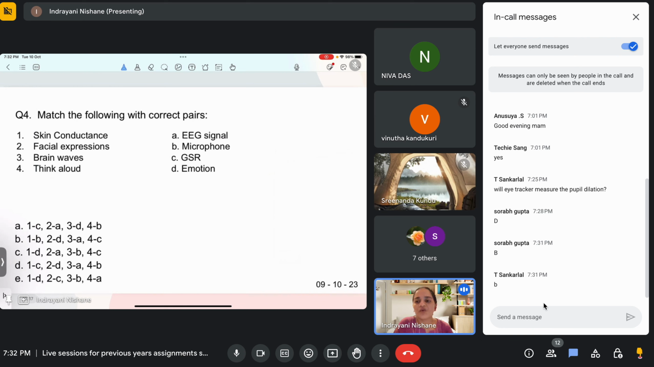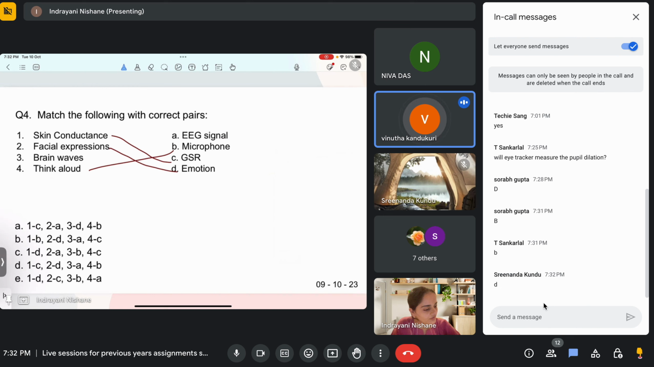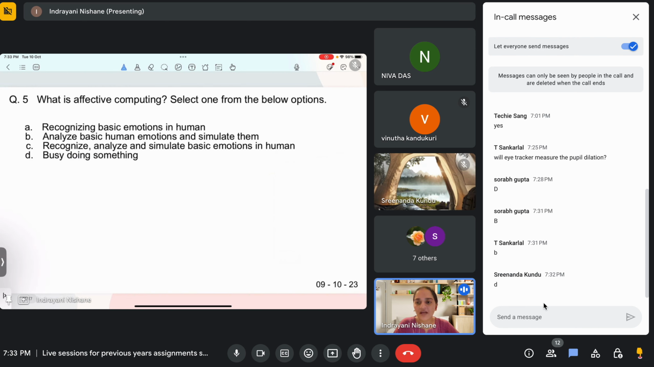Going to question 4, match the following with the correct pair. I think you can answer this rather than me giving the answers. GSR, right? Okay, great. Microphone and brainwaves, EEG, right? So which option? D: 1C, 2D, 3A and 4B. So D. Okay.